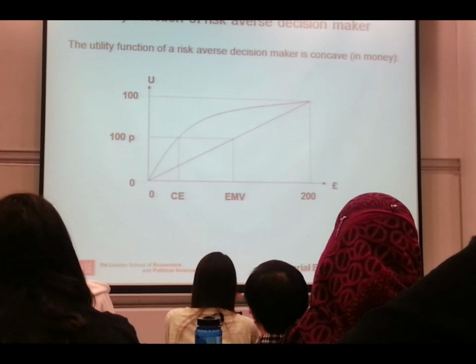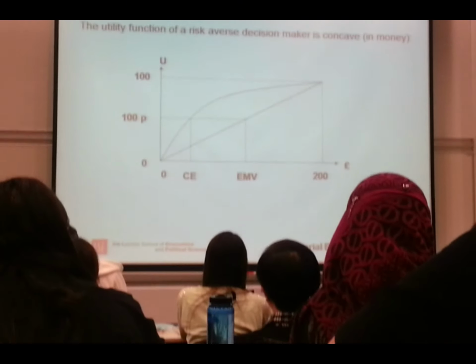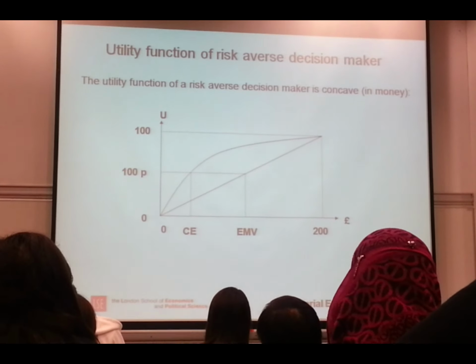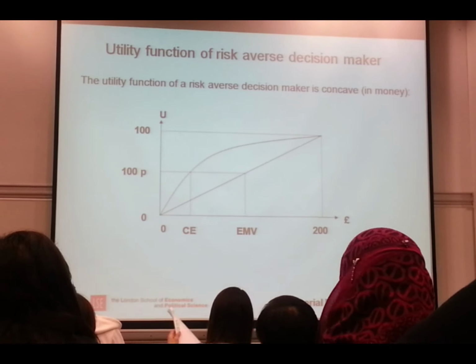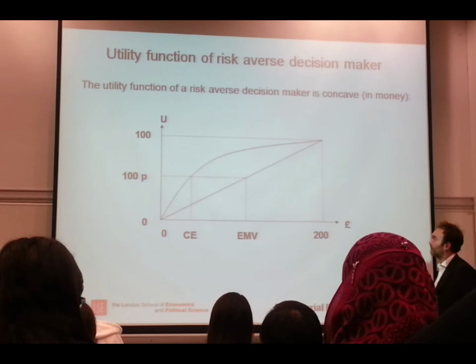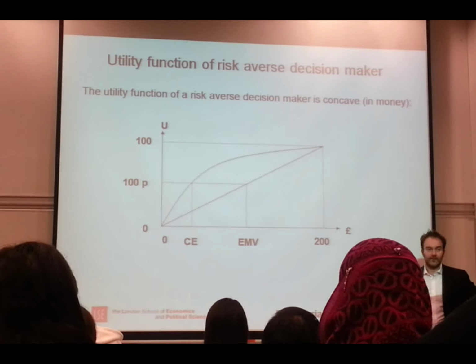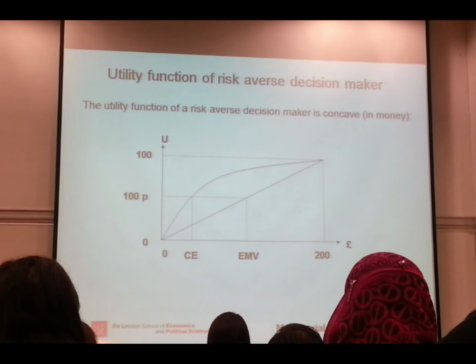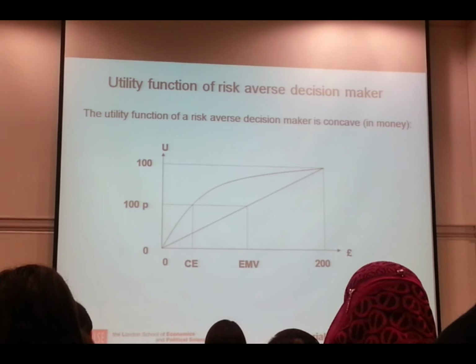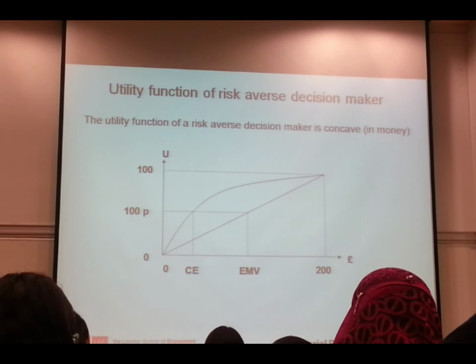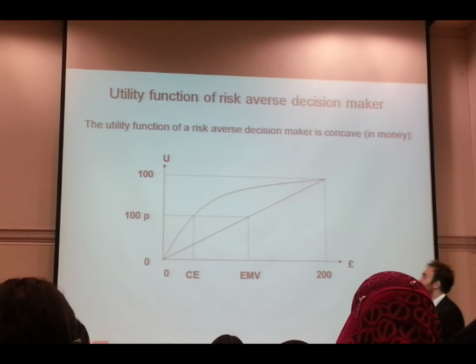Good. So that was the easy bit. Now let's have a look at the utility function of the risk of first decision making. And before we can look at the utility function, let's look at the graph and see what the two lines are that we have on.